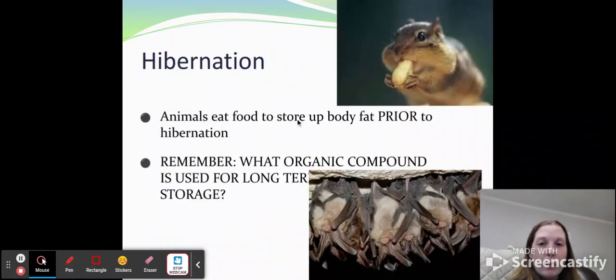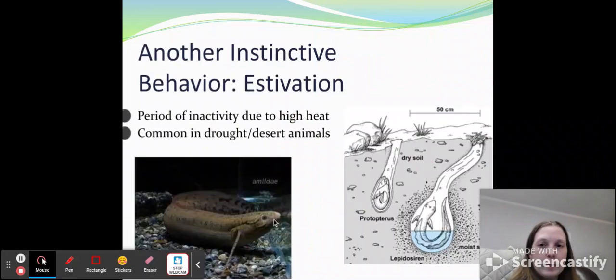The animals, again, will eat food to store up body fat prior to hibernation. As a question, what organic compound is used for long-term energy storage? So don't forget, those are the lipids. That's long-term lipids.